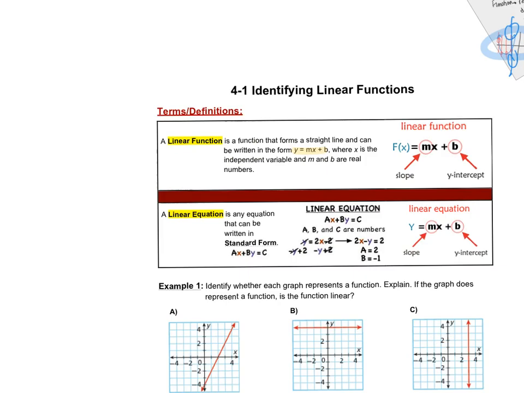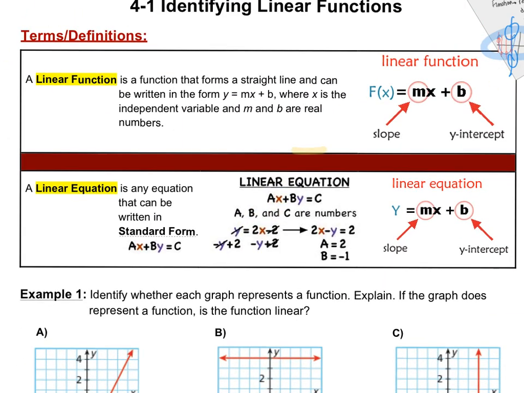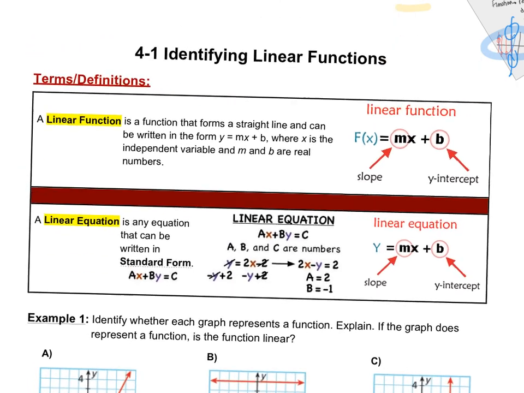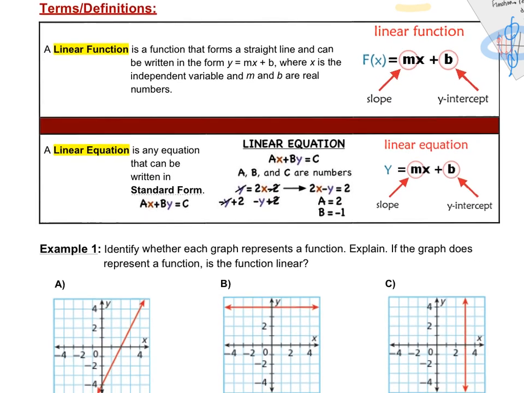The m is symbolic for slope, and the b is the y-intercept. So we covered this a little bit last year. Remember that a y-intercept is the point at which the line crosses the y-axis, and the slope is considered the rise over run, which we'll go into a little bit more detail later. It's how steep the line is.